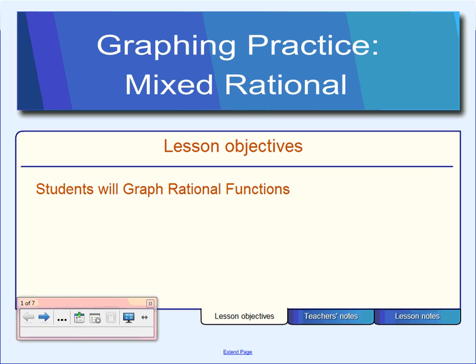At this point, I've shown you guys how to find the vertical asymptotes and how to find the horizontal asymptotes. We're going to put it all together and actually graph our rationals here. But before we do that, just some quick reminders.